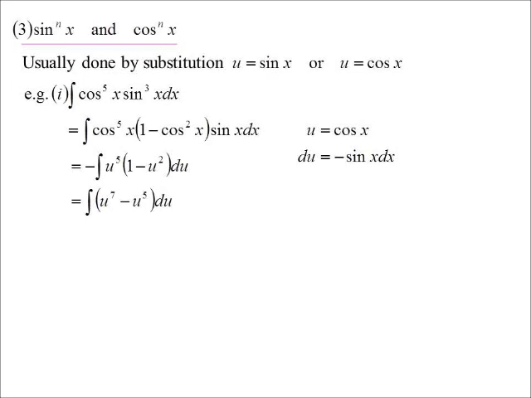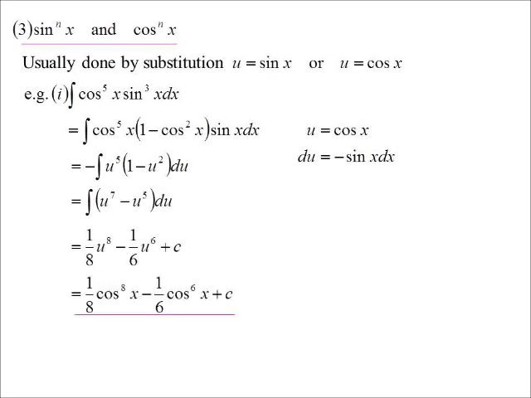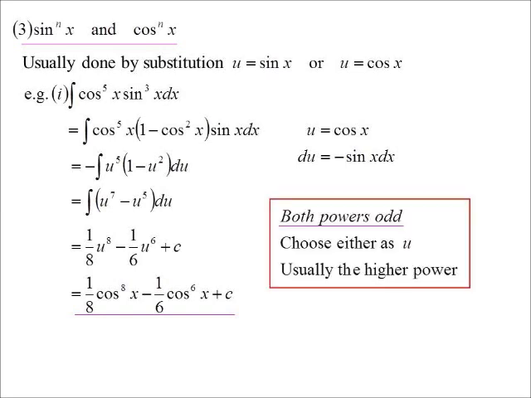Why did I choose it out of the sine rather than the cosine? All to do with the size of the power. I'm going to pull it out of whatever the lowest power is. It's going to make my calculations a lot easier. Let's sub in, and voila, we get our answer. So okay, if they're both odd, it doesn't matter which one you choose for the u, but go for the higher power. So if the higher power is u, another way of saying it is, it's the lower power we're going to pull the single one out of to become the du.